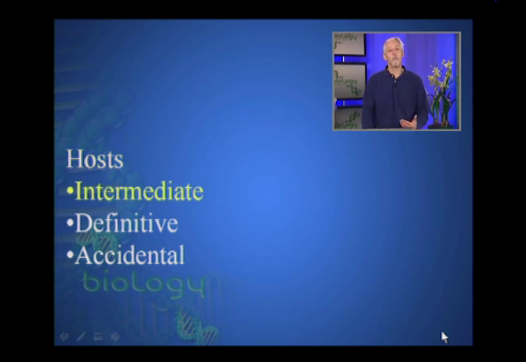And a host would be an intermediate host if you are the host to a juvenile parasite, one that is not sexually mature. You're a definitive host if you are the host to a sexually mature parasite. And an accidental host would be one where you're not the normal host, but it actually parasitizes you nonetheless.